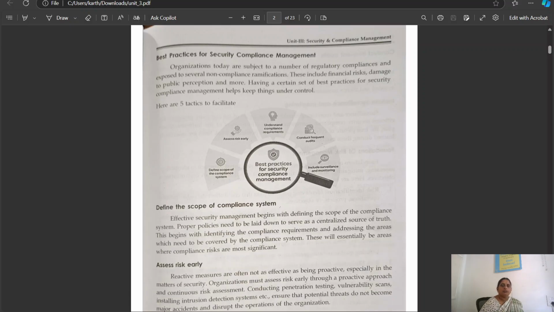Best practices for security compliance management: organizations today are subject to a number of regulatory compliances and exposed to several non-compliance ramifications. These include financial risk, damage to public perception, and more. Having a certain set of best practices for security compliance management helps keep things under control. There are five tactics to facilitate best practices. The first one is define scope of the compliance system, assess risk early, understand compliance requirements, conduct frequent audits, include surveillance and monitoring.